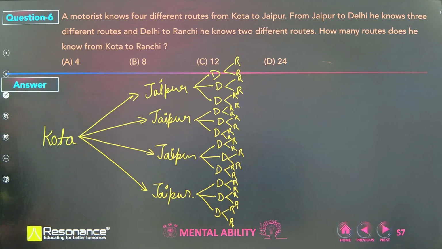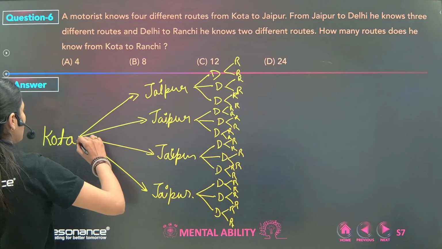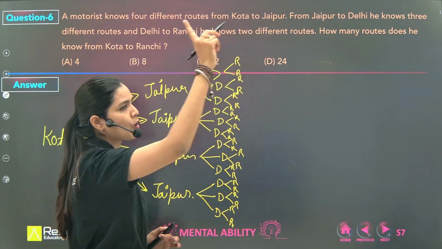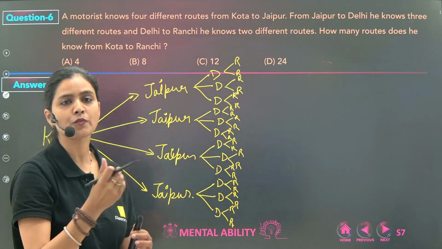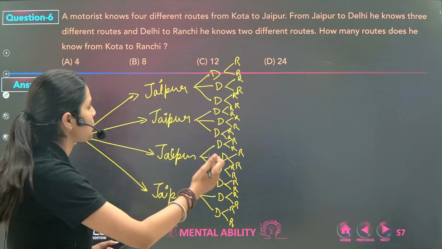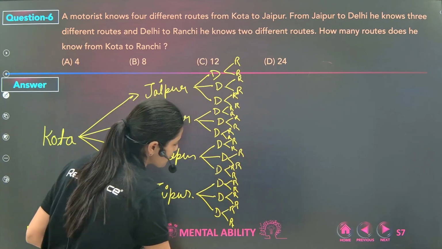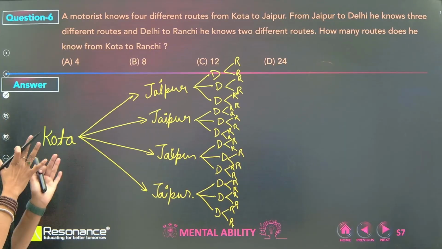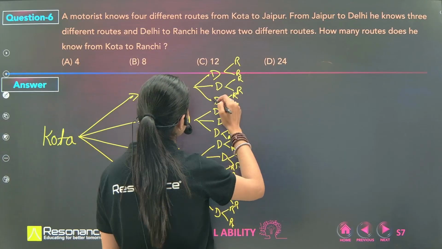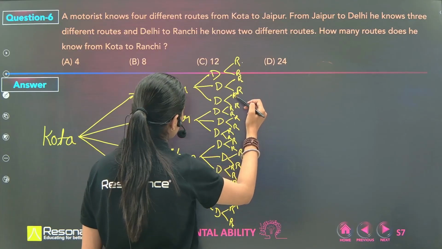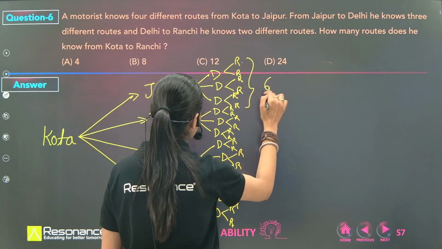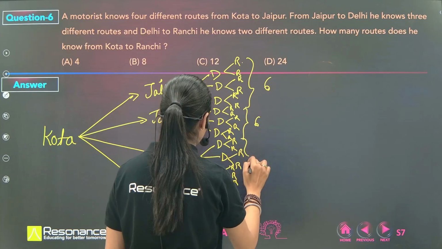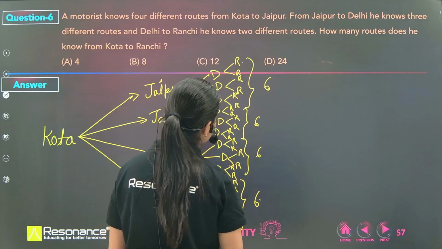Now, how many routes? If he is taking this route, then this route, then this route, then this is one way to reach from Kota to Ranchi. That means we have to count the number of routes present over here, and that will be the number of routes to reach from Kota to Ranchi. So we have 1, 2, 3, 4, 5, 6. Six ways. Then again 6, then again 6, then again 6.